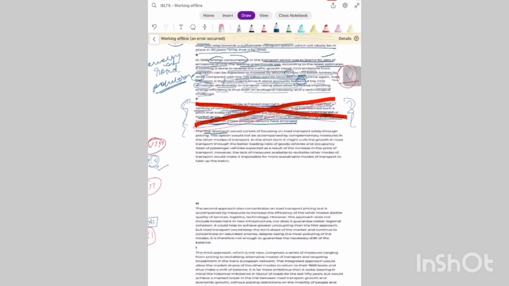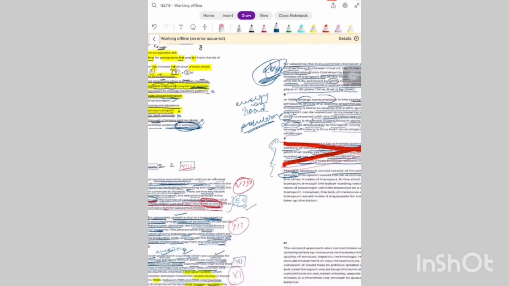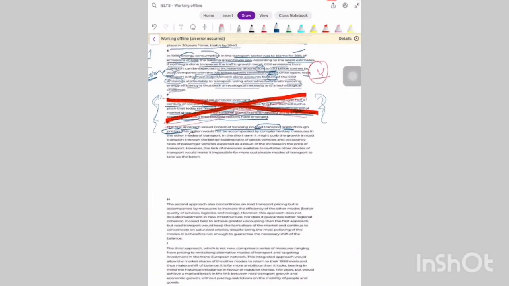The first approach would consist of focusing on road transport solely through pricing. Road transport through pricing. But let's be sure and read the full para. This option would not be accompanied by complementary measures in other modes of transport. In short, it might curb the growth in road transport through better loading ratio of goods vehicles and occupancy rates of passenger vehicles expected as a result of the increase in the price of transport.